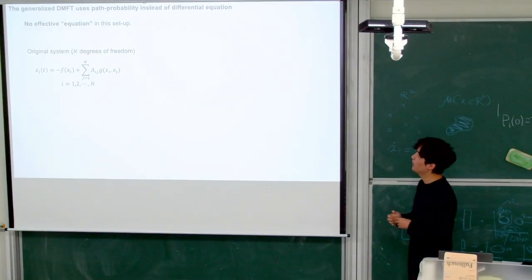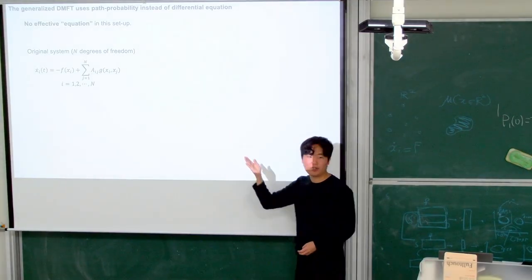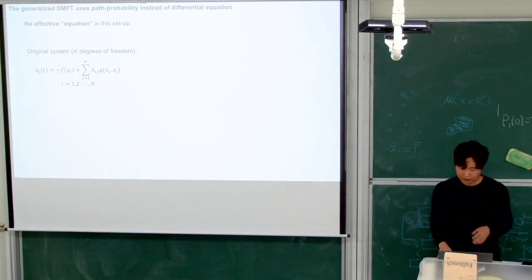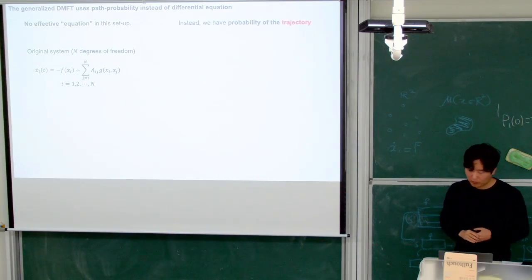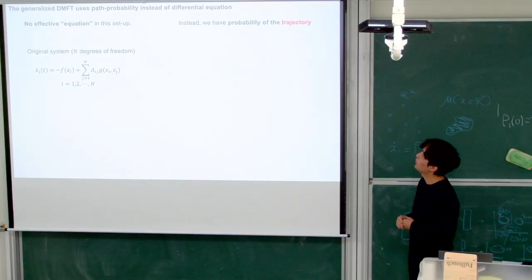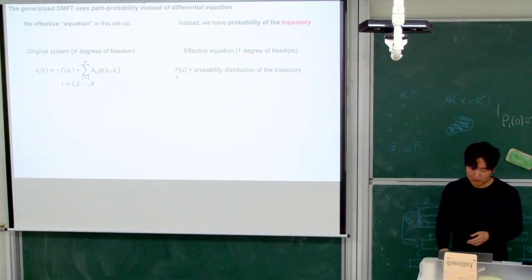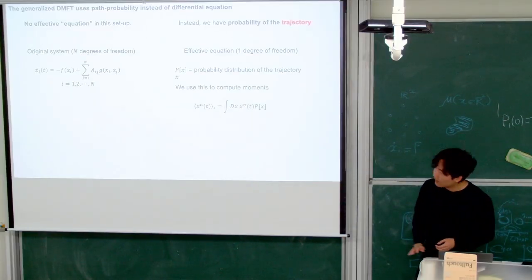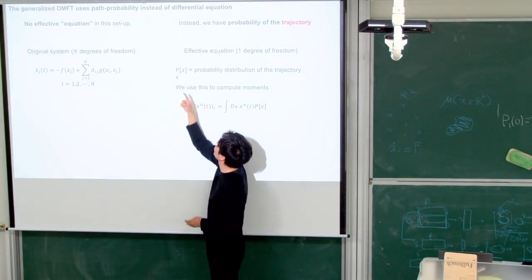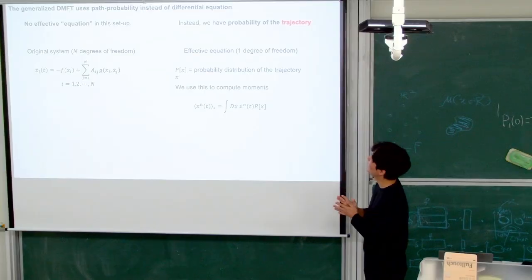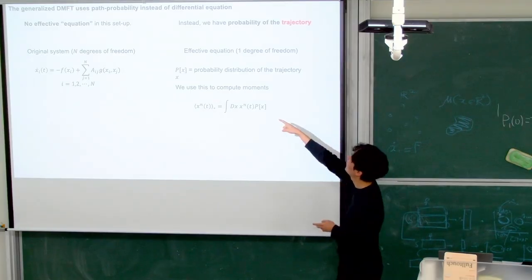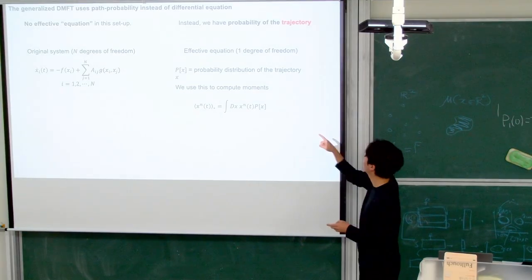Our original system has the following n number of ODEs. In other words, we have n degrees of freedom. In the language of physics, instead of an equation, we have the probability of the trajectory. It is called the path probability. So now we have an effective equation. I mean, it's not really an effective equation. We have some kind of probability distribution of the trajectory.